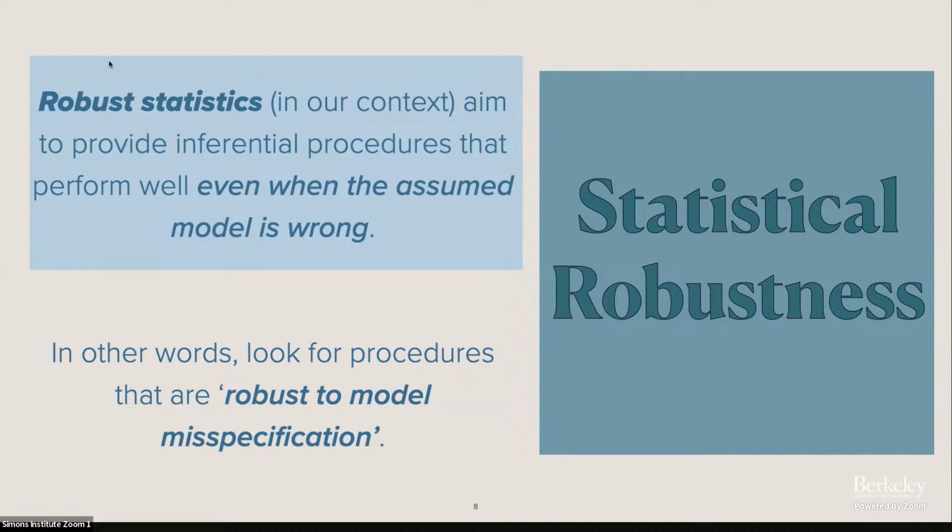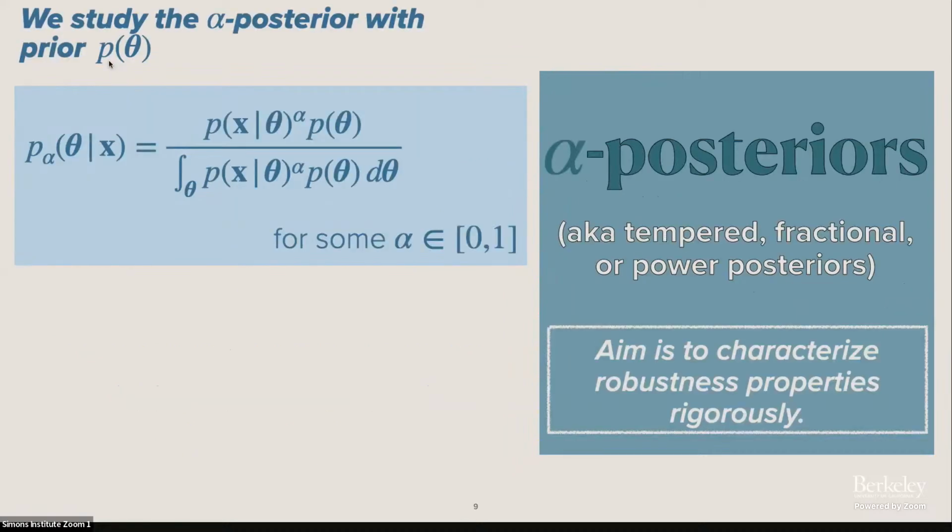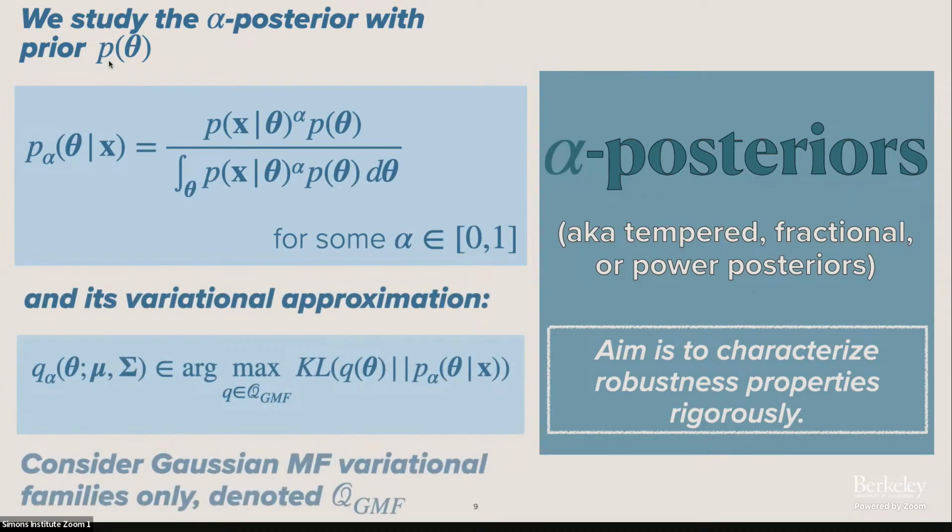Often this is wrong, right? It's usually a simplifying kind of view of the world. So how do these procedures perform in that case? Again, we're looking at, in particular, the alpha posterior and its variational approximation.